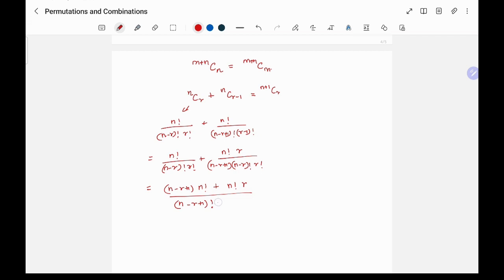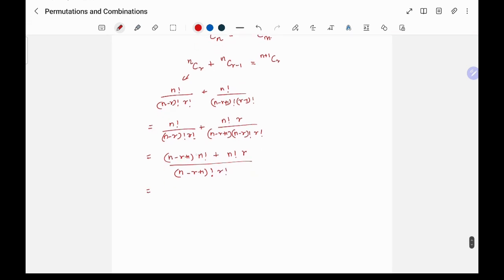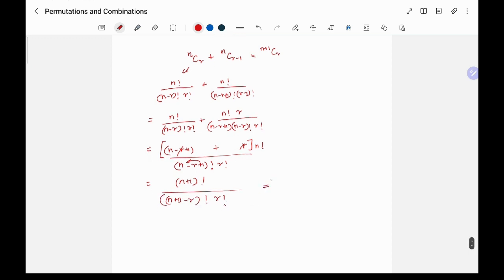into r factorial. So n factorial is common here, right? So if I just take this out, see r and r cancel, then we have n plus 1 and n factorial, which is (n plus 1) factorial in the numerator. In the denominator, this 1 I can bring this side. So (n plus 1 minus r) factorial into r factorial. But this is nothing but equal to the RHS, (n plus 1)Cr. And this is also an important formula which might come in useful. But if you know just the basic formula, you will be able to solve most of the questions.